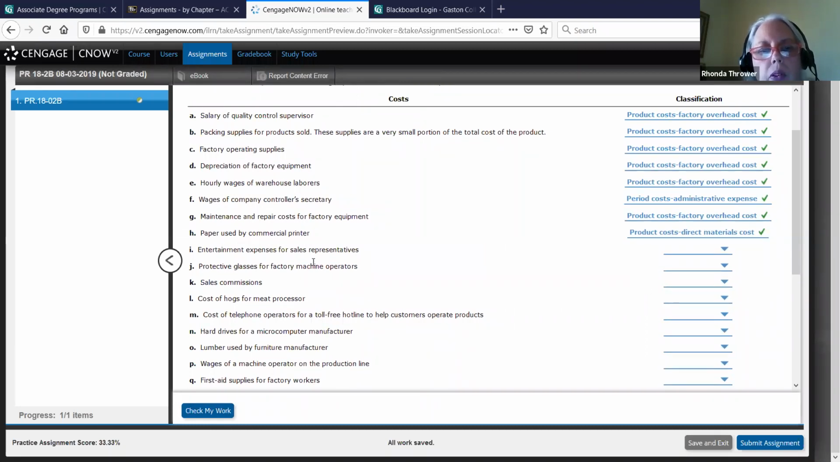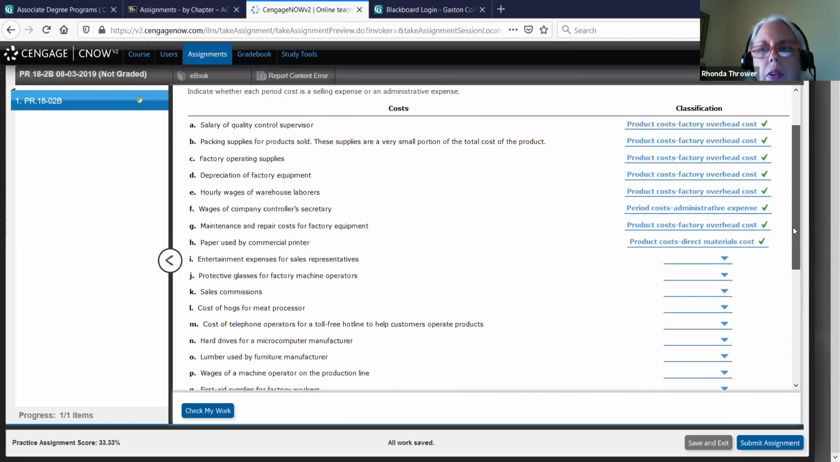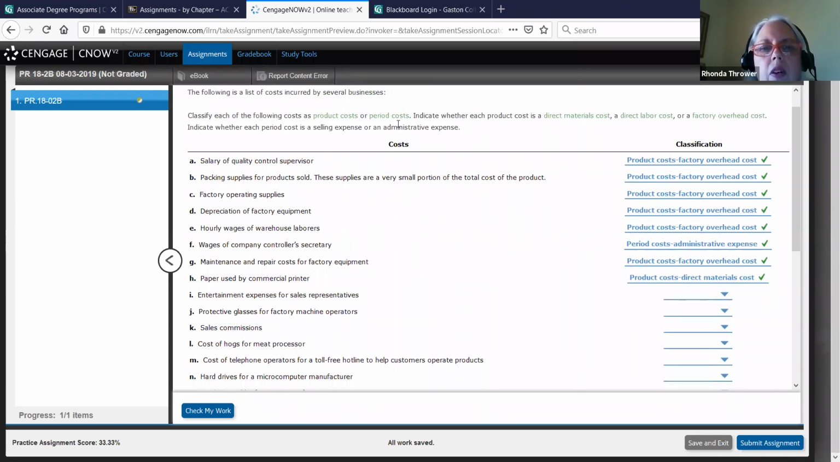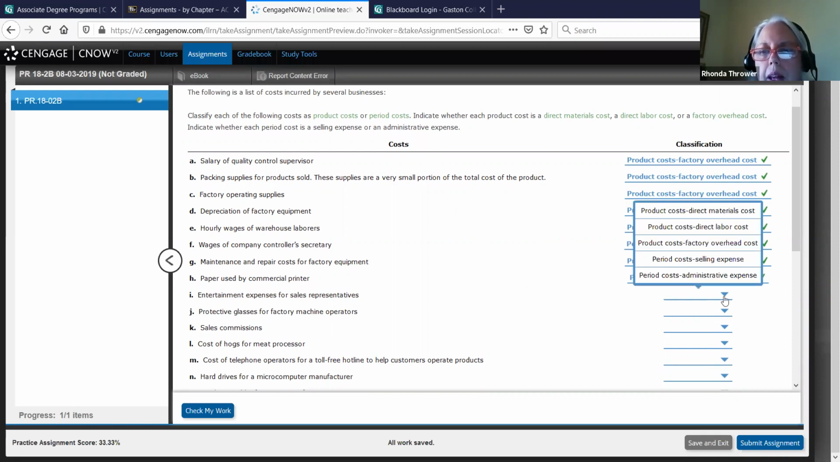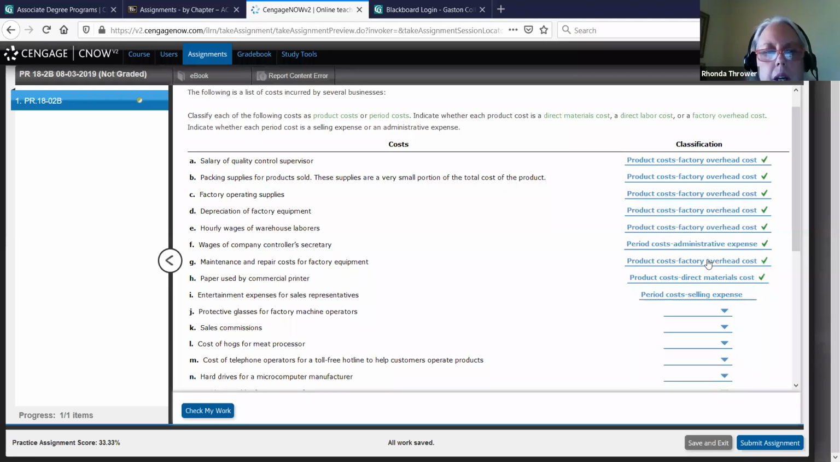Entertainment expenses for sales representatives. Entertainment expenses are considered selling expenses. So selling expenses are a part of period cost. Your period costs, again, are your administrative expenses and your selling expenses. So this is a selling expense, it's a period cost.